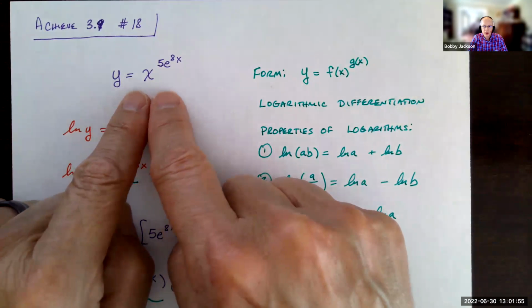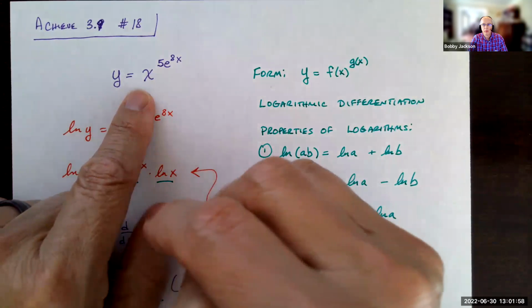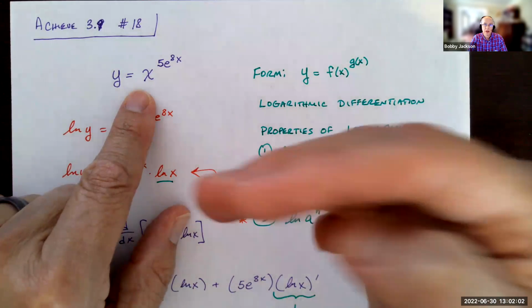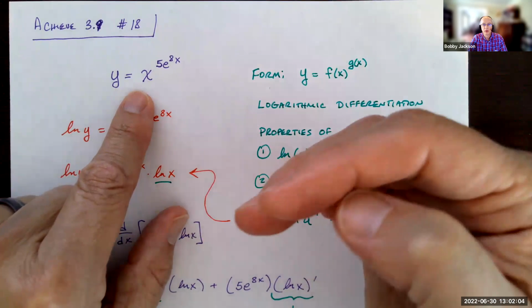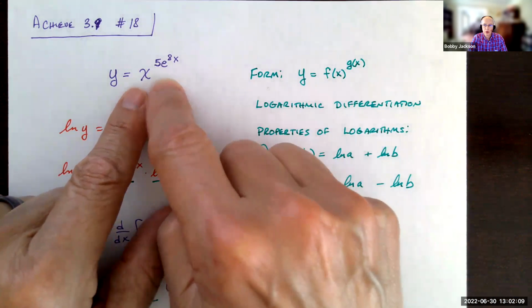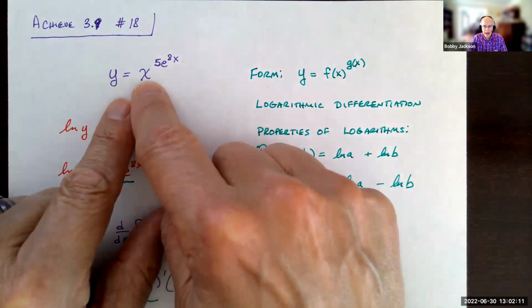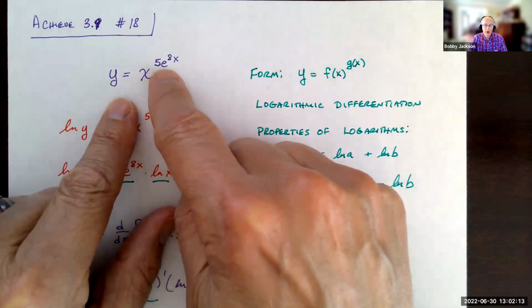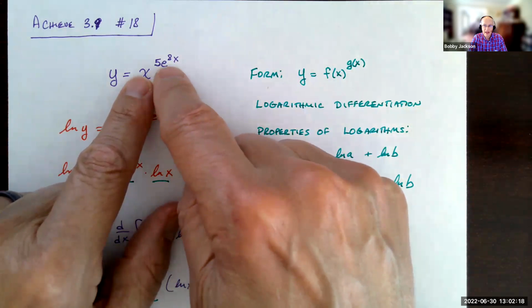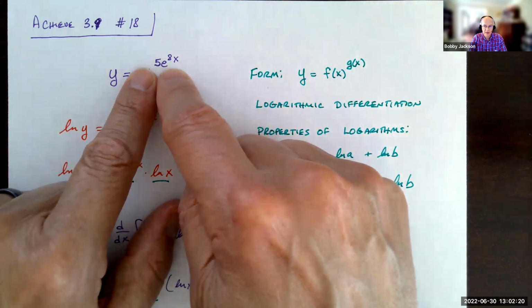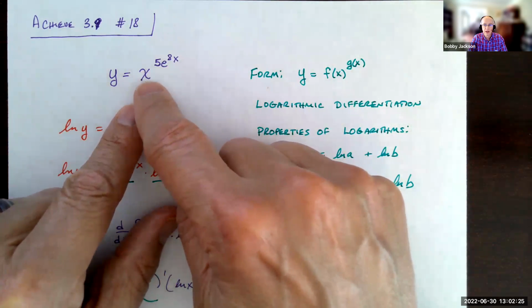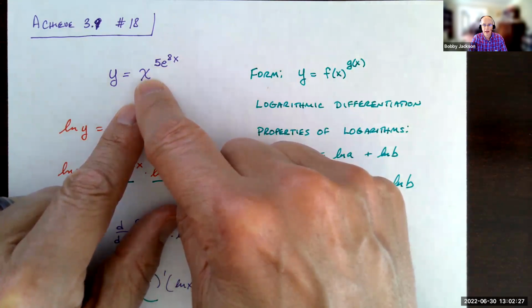And this function, the derivative cannot be found by the normal methods of differentiation that we've developed so far. There's no product rule going on here. There's no quotient rule. It's not a power rule because the exponent 5e to the 8x is not a constant, and it's not an exponential function rule like 2 to the x or e to the x because the base is not a constant.